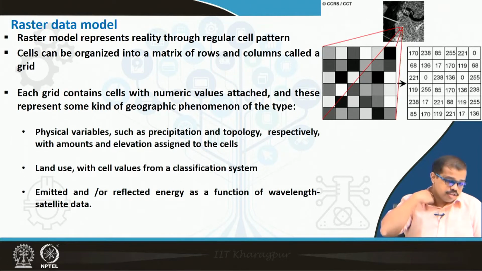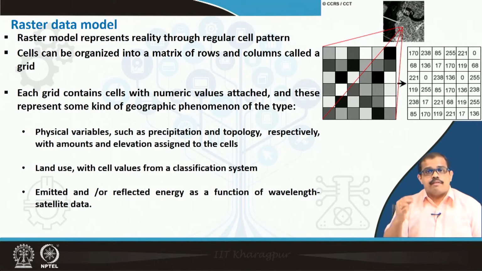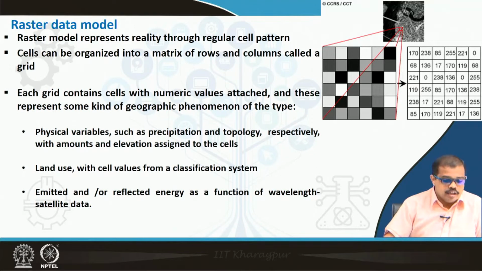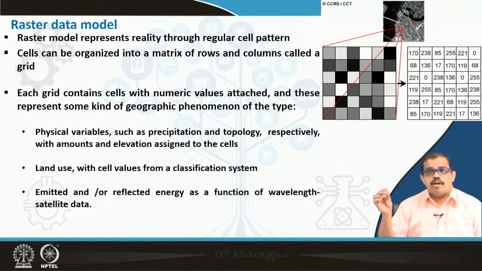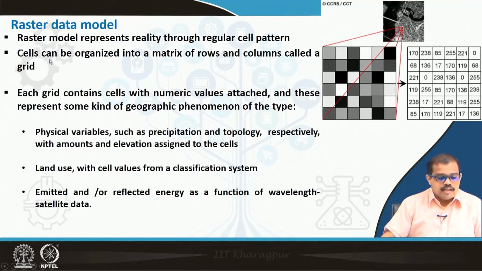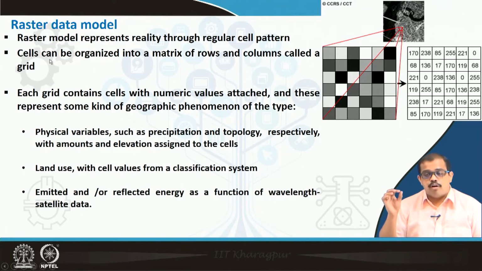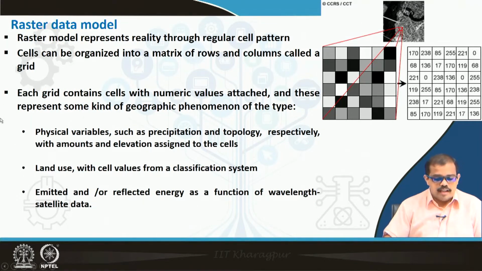Because it is continuous data, we refer to it as a field. When we refer to these individual boxes, they are referred to as cells or pixels. Cells can be organized into a matrix of rows and columns and this is also called a grid. We had studied this in our previous module. Each grid contains cells with numeric values attached, and these represent some kind of geographic phenomena.